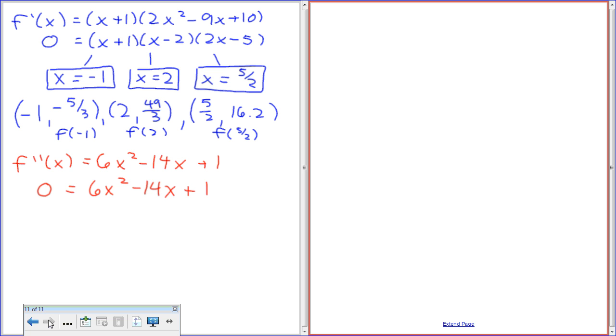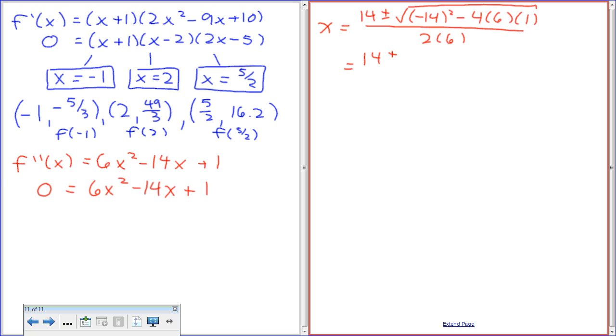So I'm going to say x equals 14 plus or minus the square root of negative 14 squared minus 4 times 6 times 1, all over 2a, which is 14 plus or minus the square root of 196 minus 24 over 12. I got x equals 0.07.